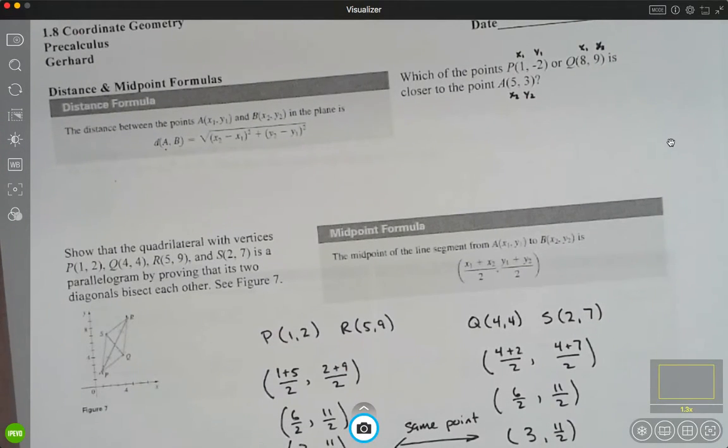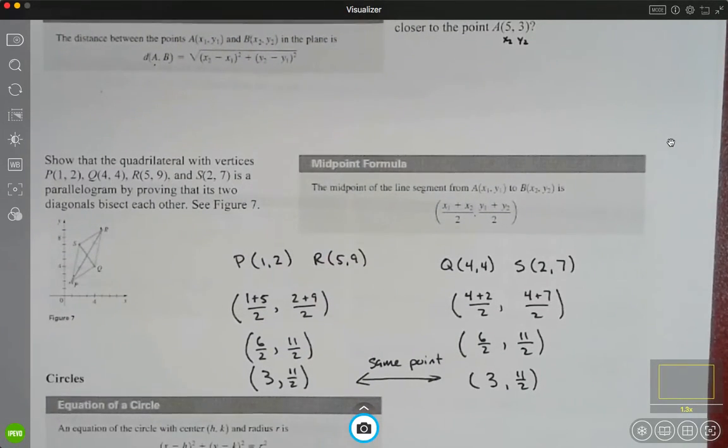All right. And that's how we do midpoint and distance formula.